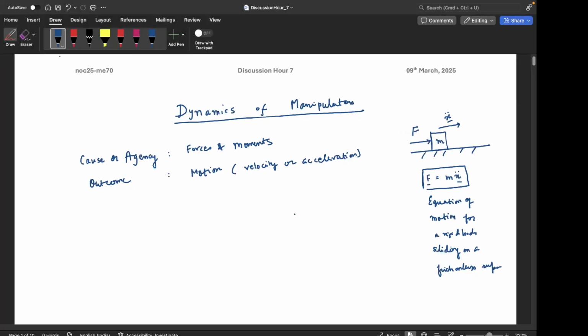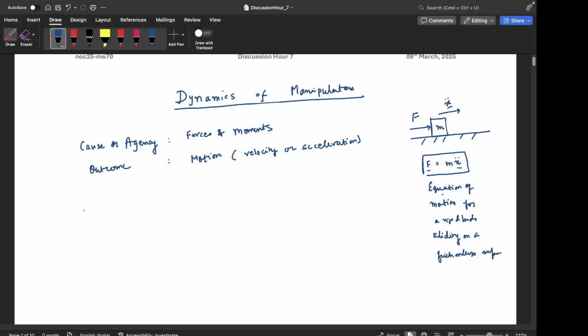Okay, so let's continue our discussion. Equation of motion is something which relates the forces and the outcome, that is the motion, represented by the acceleration. In the case of linear motion, we have the well-known Newton's second law of motion for a point mass, that is F is equal to m x double dot, and similarly for angular motion about a fixed axis, we have the expression tau is equal to I alpha, where alpha is the angular acceleration and tau is the moment about that axis. These are very simple equations of motion which we have encountered while analyzing simpler systems.